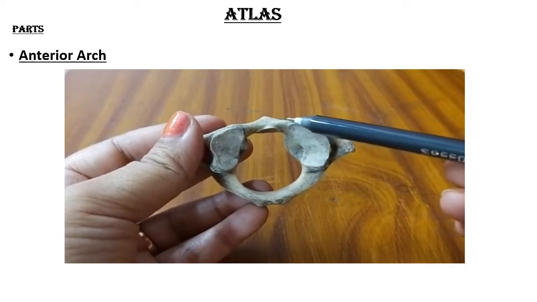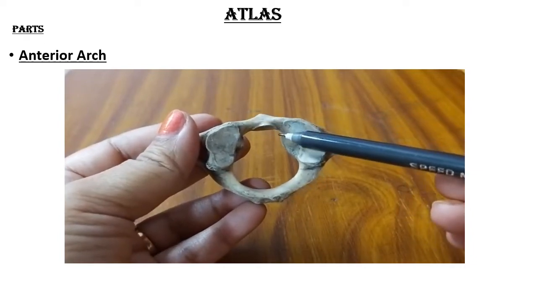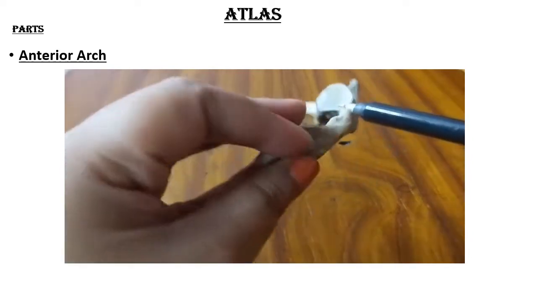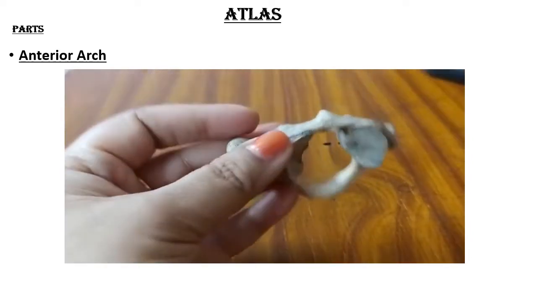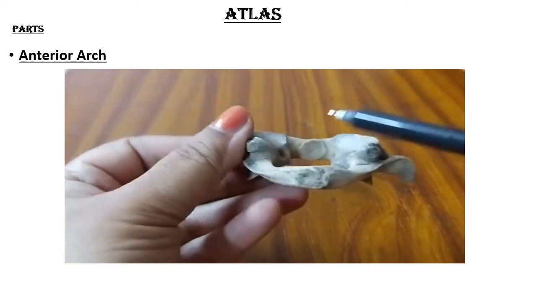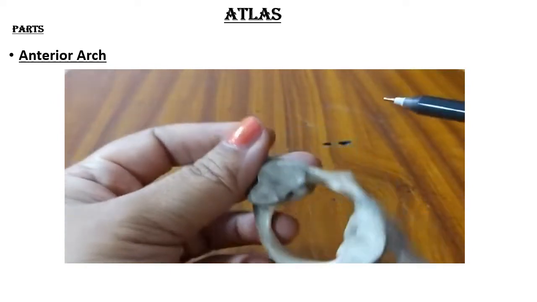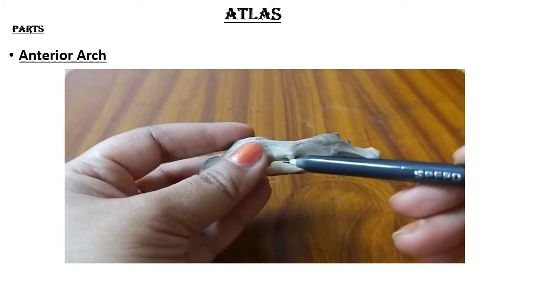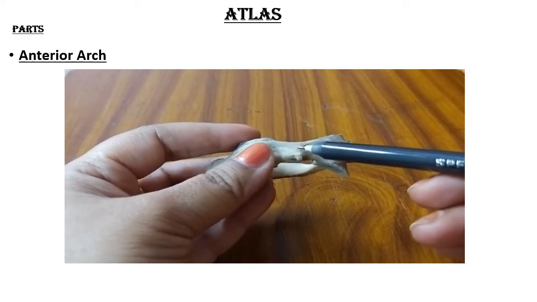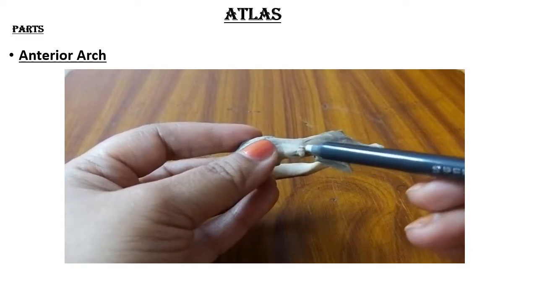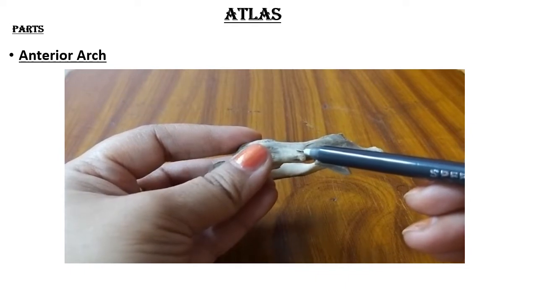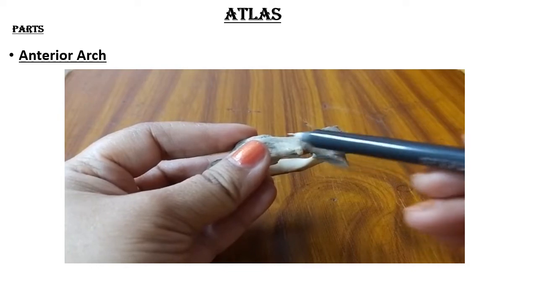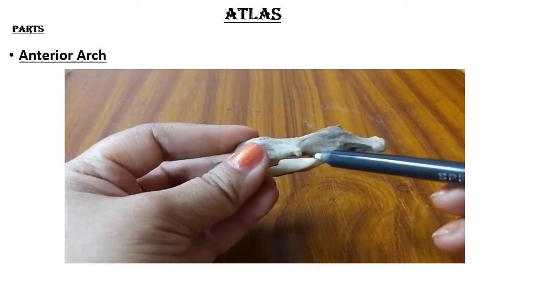Now this is the anterior arch, the shorter anterior arch. The anterior arch has an upper margin, lower margin, anterior surface and a posterior surface. Now the anterior surface has an anterior tubercle. It is for the attachment of the anterior longitudinal ligament in the middle and the upper oblique parts of the longus colli muscles on either side of it.